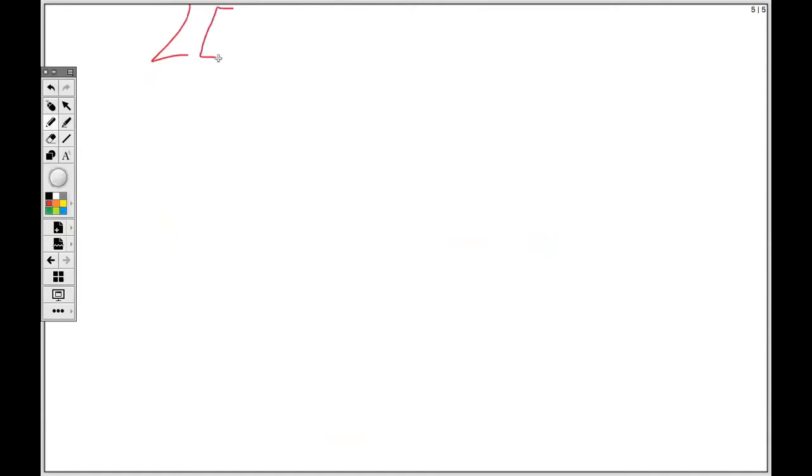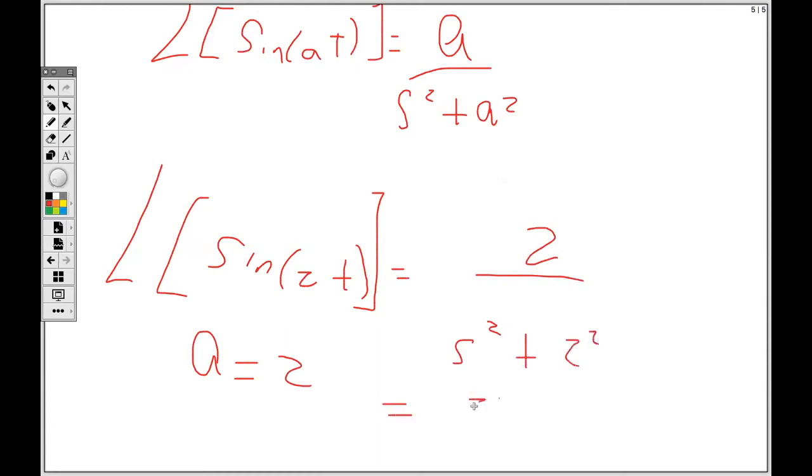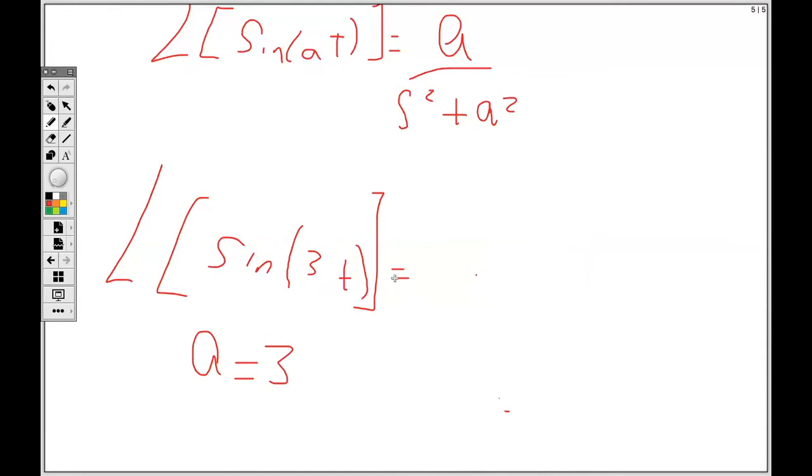So if we have the Laplace transform of sine at, which I've already stated is a over s squared plus a squared. Then if I have Laplace transform of sine 2t, first identify my a. So my a is 2, so it means I'll have 2 over s squared plus 2 squared. So it is 2 over s squared plus 4. So in this case, if I have sine 3t, then a is equal to 3, and the Laplace transform of sine 3t will be 3 over s squared plus 3 squared. So this will be 3 over s squared plus 9.